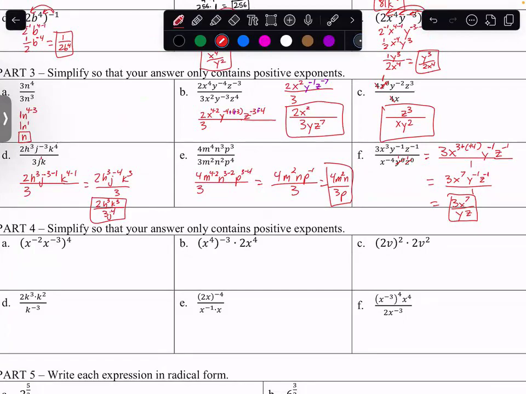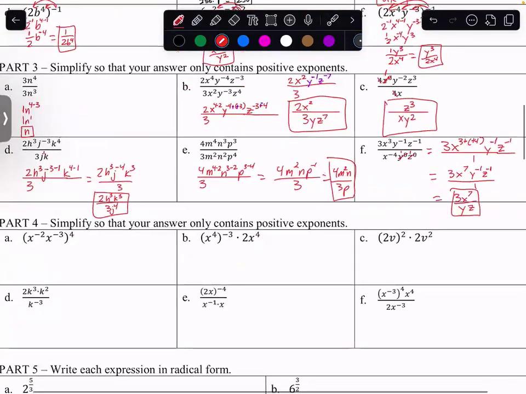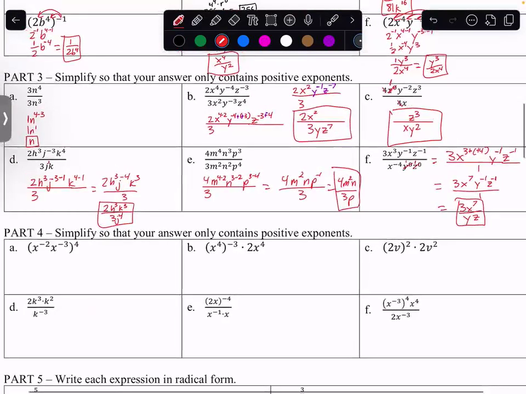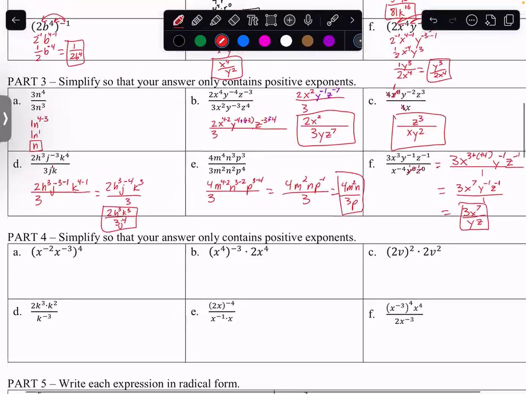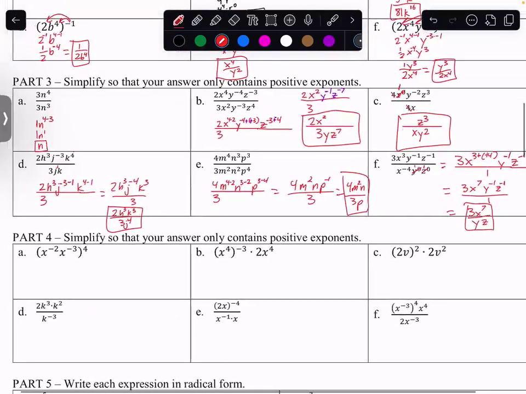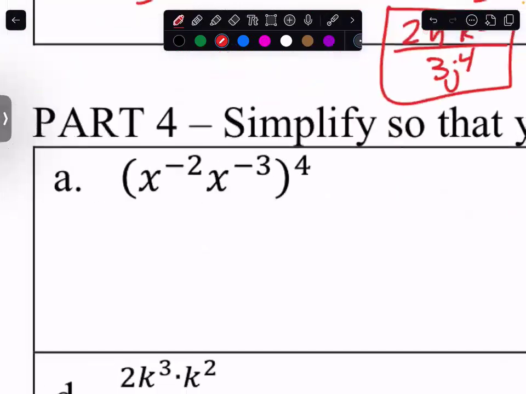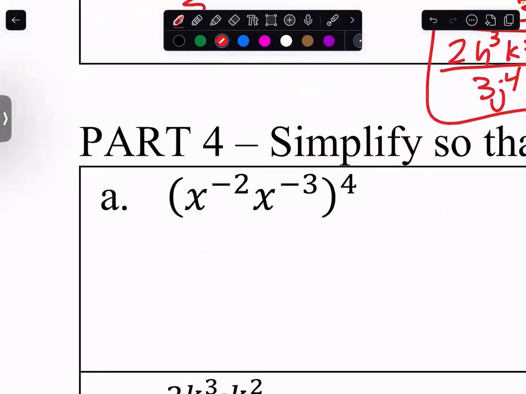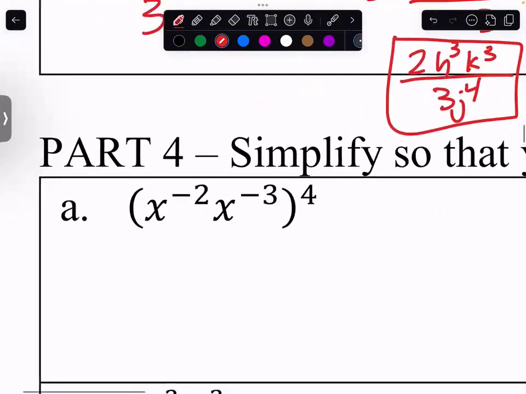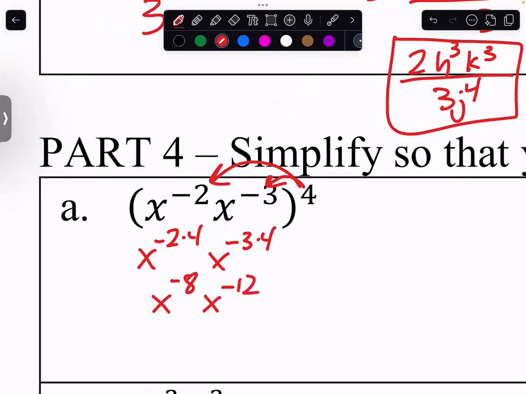Okay. Part 4, actually, I don't think really adds anything new that we haven't seen before. Yeah, it's just a combination of some of the earlier steps. So for example, part A, there's a couple different ways you could approach it, right? I'll show you 2 ways. One way is you could first apply the exponent. Okay, so exponent to an exponent you multiply.